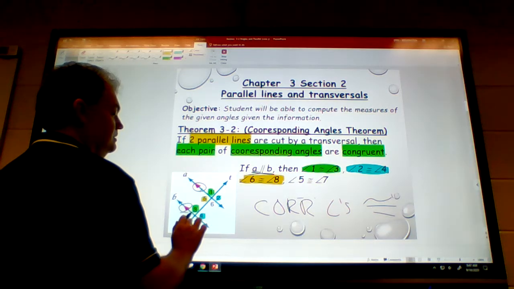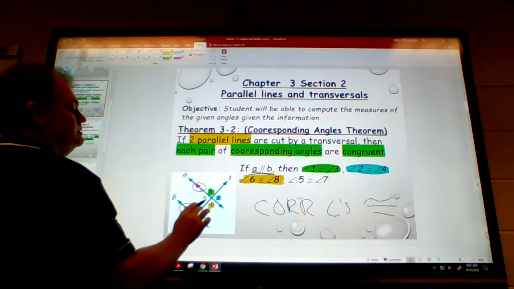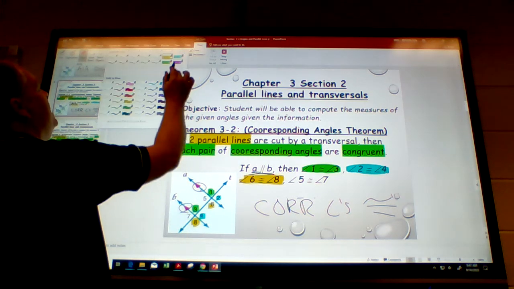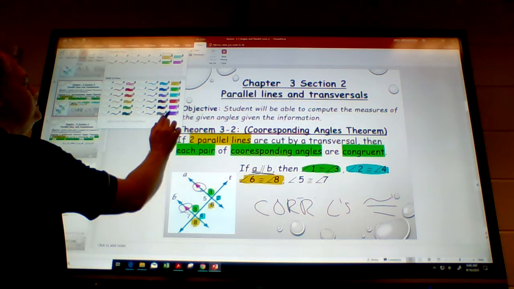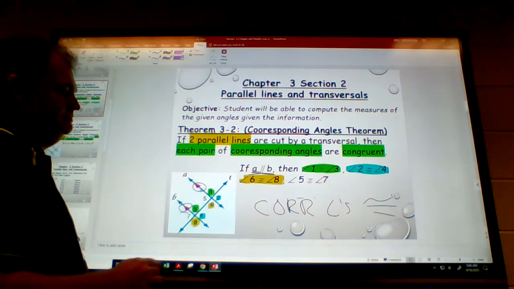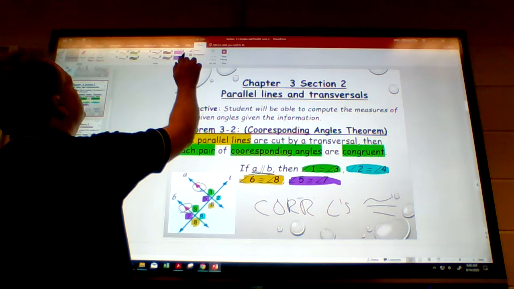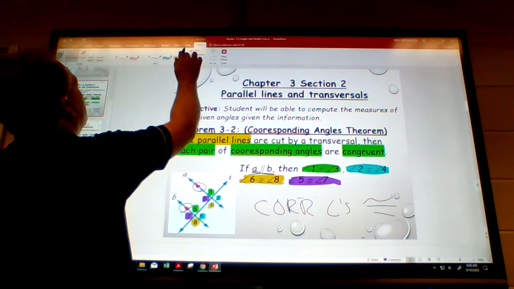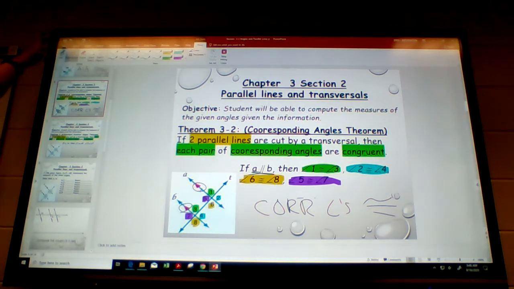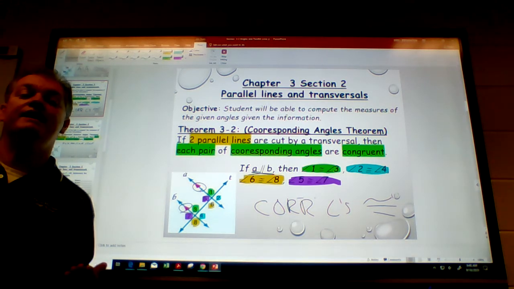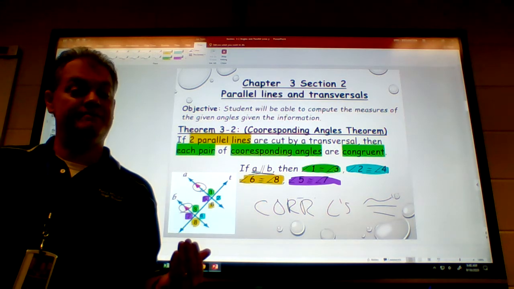Actually, it should be 6 and 8. I highlighted wrong, so let me fix that real quick. I got a little happy with the highlighting. Then we'll make this last one purple. That'll be 5 and 7. All right, there we go. So, corresponding angles are congruent. Alternate interior angles are congruent. Same side interior angles are supplementary.